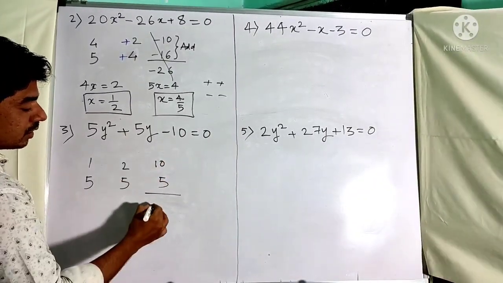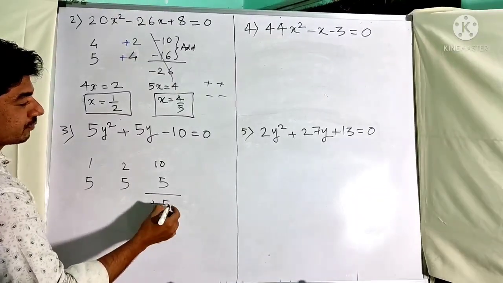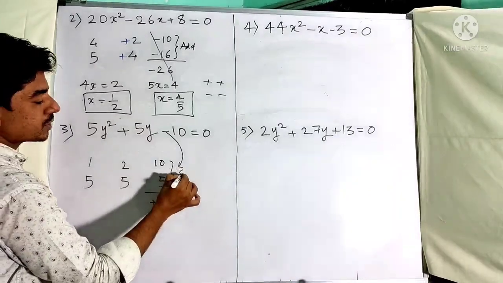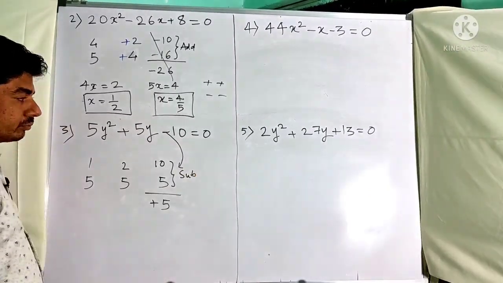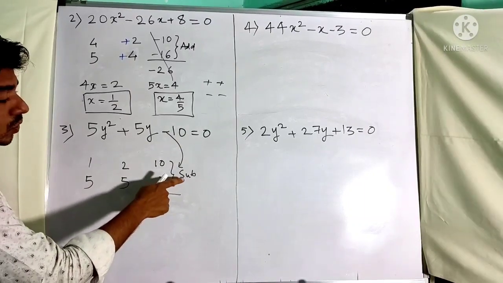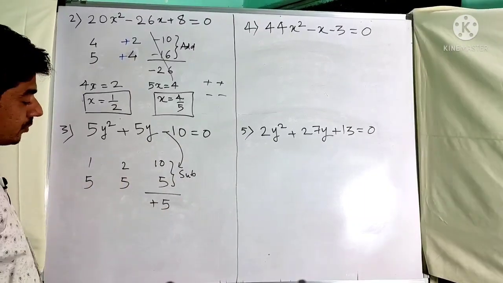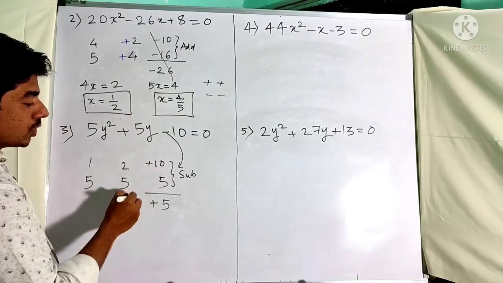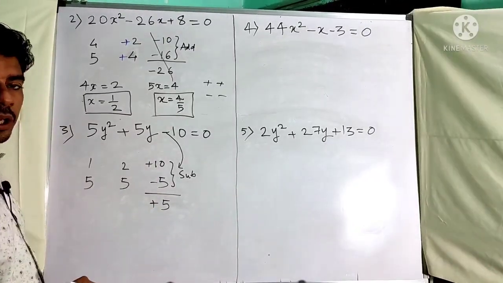The answer we need here is plus 5. Here the negative sign will tell us to subtract these two numbers. The negative sign of c, the constant term, will tell us to subtract these two terms. Here the sign is plus, therefore the bigger term should be positive and the smaller should be negative.